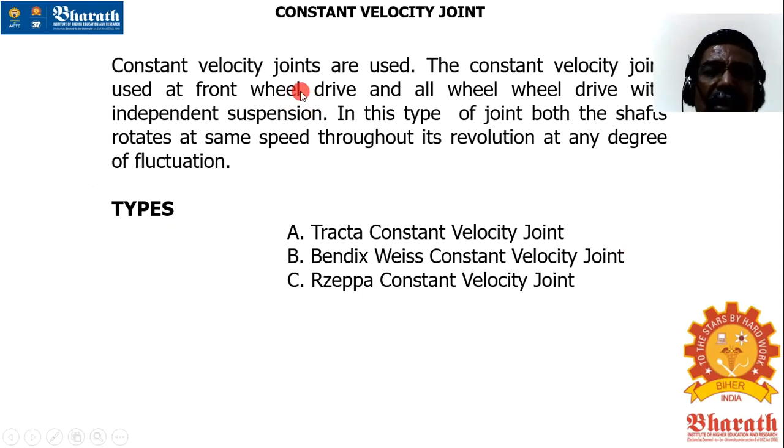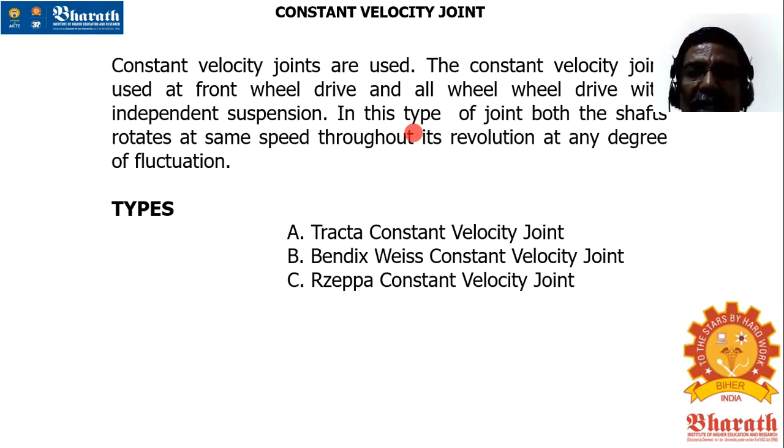Now let's see about the constant velocity joint. The constant velocity joint is used in front wheel drive or all wheel steer drive with independent suspension. If you take an LCV, a light commercial vehicle, or heavy commercial vehicles, the power is transmitted to the rear wheel. The rear wheel is not tilting or turning, not steered. So for those types of vehicles, the constant velocity joint is not required.